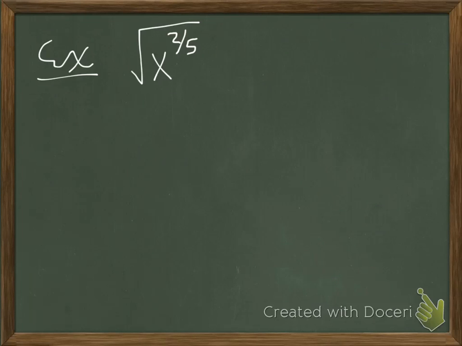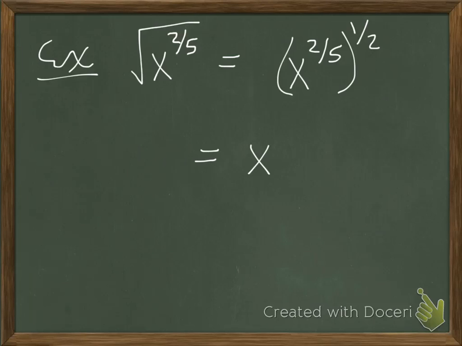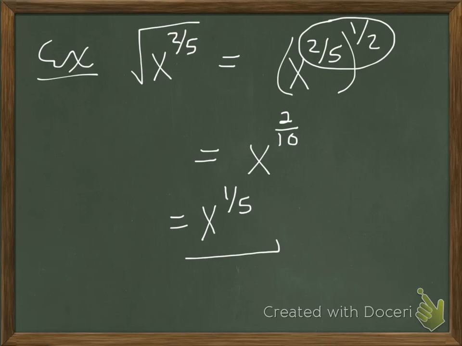The next example is the square root of x to the 2/5 power. This problem would be really hard if we didn't rewrite it, so I'm going to start by writing this as x to the 2/5 power to the 1/2 root, because a square root can be written as a power of 1/2. When you look at it in this form, then you can see I have to multiply 2/5 times 1/2, which makes that 2 over 10. And 2 over 10 reduces to 1 over 5, so my solution is x to the 1/5 power. Or if you wanted to, you could write it as the 5th root of x.